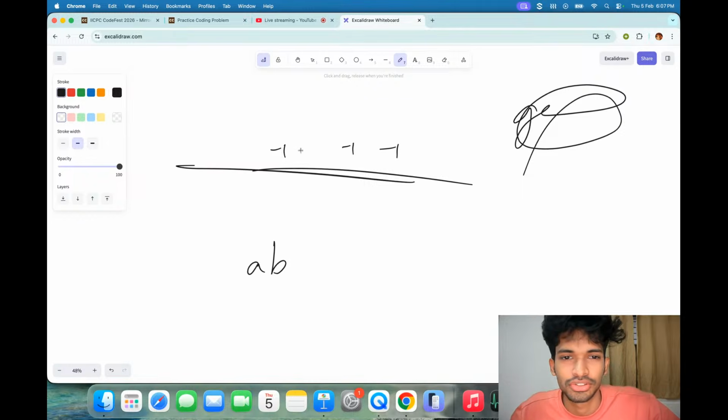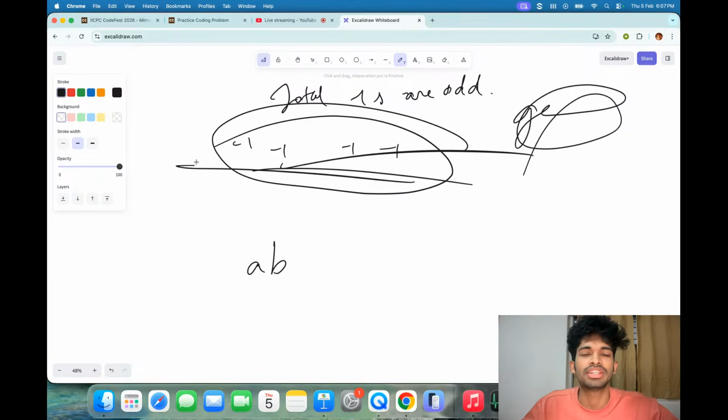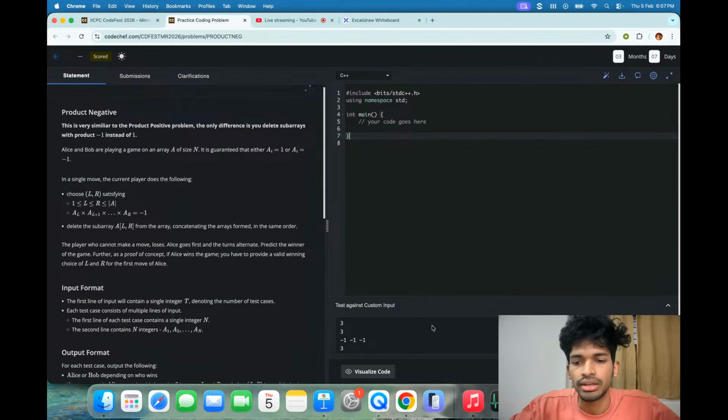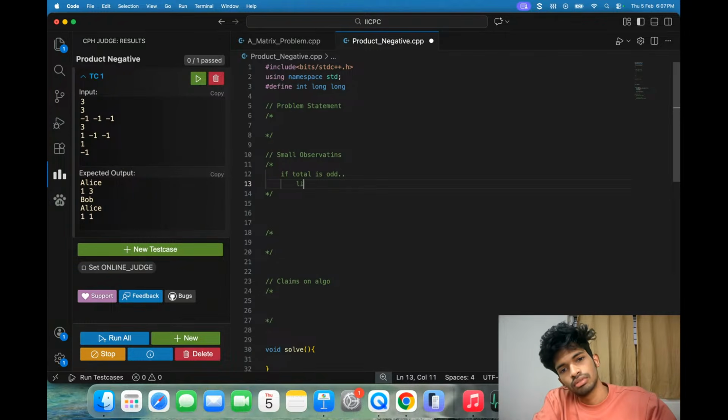pad to draw. So if the total number of minus ones is odd, Alice can remove everything and then Bob cannot make a move. That's an obvious thing. Let me write that down too. If the total is odd, Alice wins.